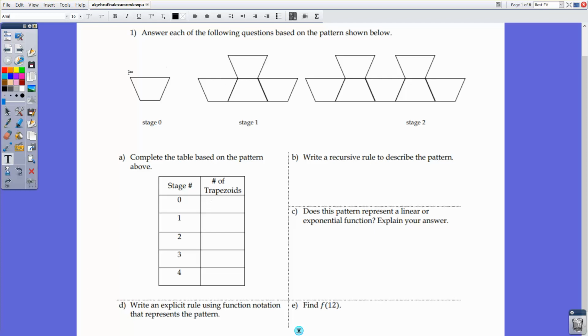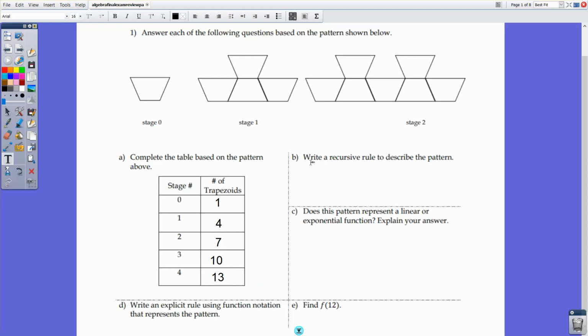So the pattern here looks like it's a straight linear increase, and so if we had 1 trapezoid in the first, we would have 4 in the second, and it looks like we have 7 in the third. So basically, what's the pattern here? We're adding 3 each time. So in stage 3 we should have 10, and in stage 4 we should have 13. So that's how we fill that table out.